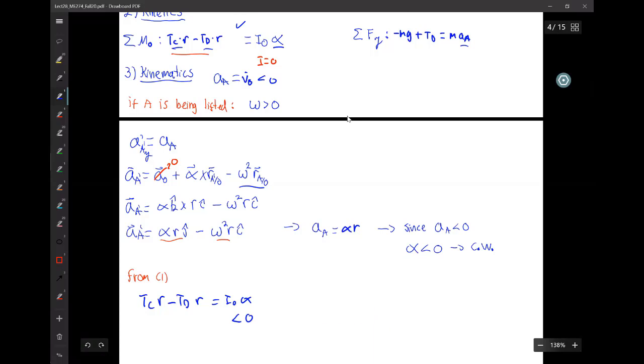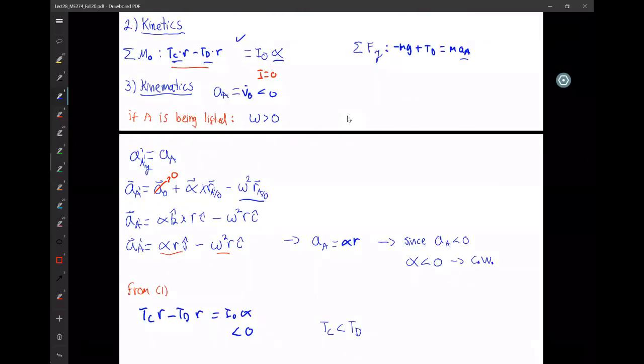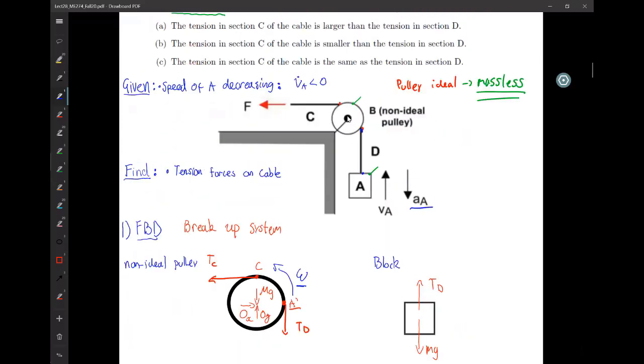Exactly. Tension C is smaller than tension B. Okay, so this is how we do it with equations. Is it clear? Yes? So the trick was remembering the kinematics. But how can we know this, physically, very quickly? Well, this guy is pulling the whole thing. That force is pulling the whole thing.